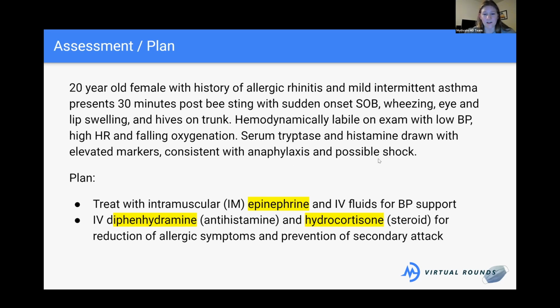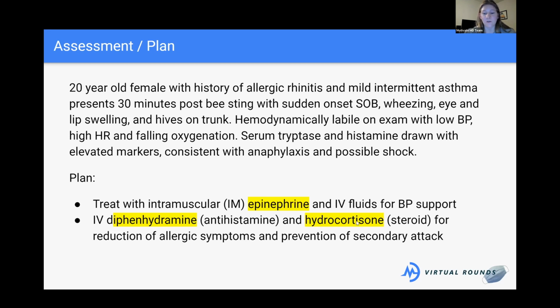So our plan for this patient, again, like in real life, we do this plan before the labs actually come back. But for the sake of this case, I just included that in the assessment. We're going to treat her with intramuscular epinephrine and IV fluids for blood pressure support. That's the number one most important thing to do in anaphylaxis. We're also going to give her IV diphenhydramine. You guys might know this as Benadryl, the brand name, but the generic is diphenhydramine. And this is an antihistamine that is going to help combat that release of histamine from the mast cells, which again, we'll get into a little bit later.